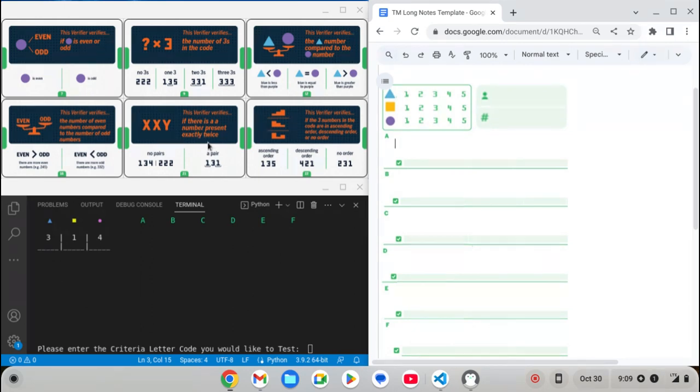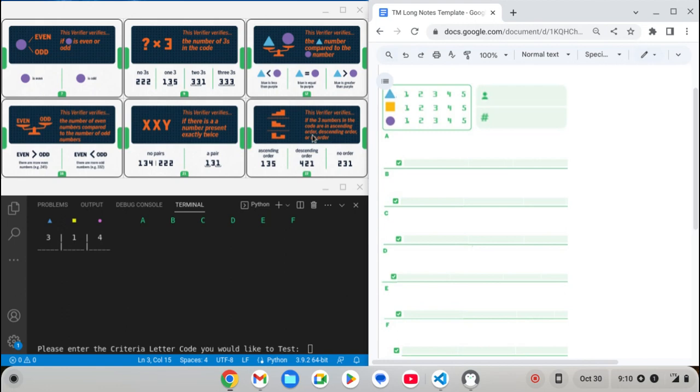Specifically, it can tell us whether there's a pair in the solution, as in the example 131, or alternatively, there are no pairs, but there are 2 scenarios. One where either all the digits are different, as in the example 134, or all the digits are the same, as in the example 222.